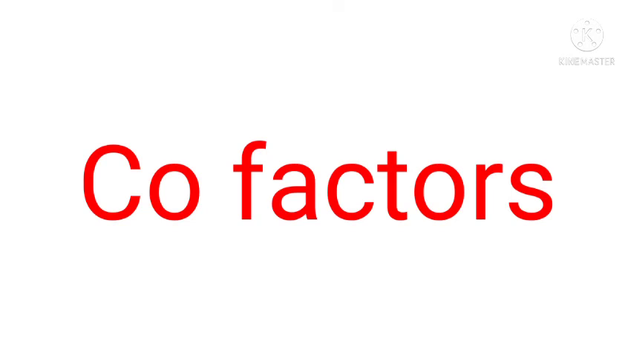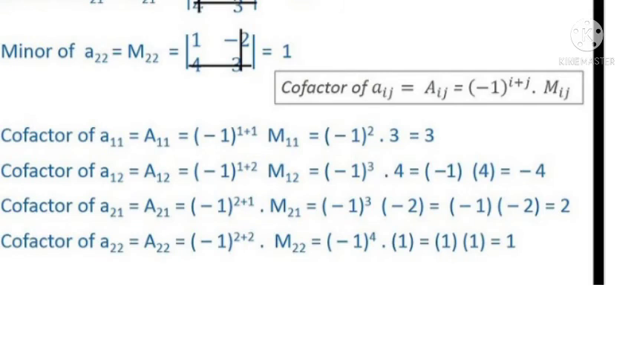Using these minors, next we have to write cofactors. Listen, cofactor of any element Aij is obtained by minus 1 raised to i plus j into Mij. Mij means the minor. Cofactors are denoted by capital Aij.